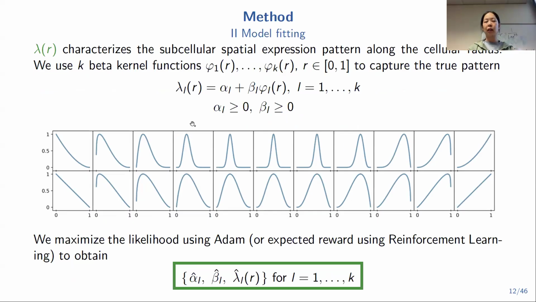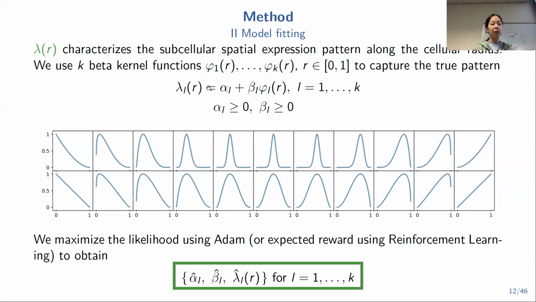Here we choose the beta kernels, and here we listed 22 beta kernels. Each of them is a PDF function of the beta distribution. Why we choose it: because it's a natural density on the interval from 0 to 1, and it's quite flexible. If we adjust the hyperparameters, it can have many different shapes that can capture any real pattern. So we fit one kernel at a time.